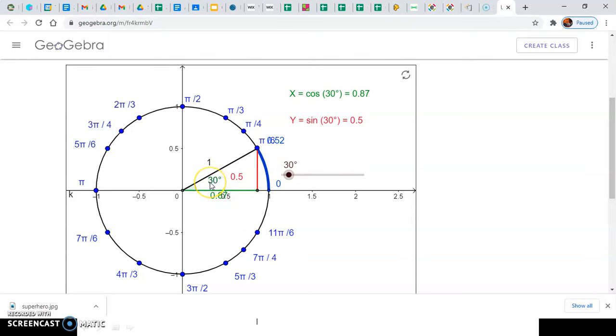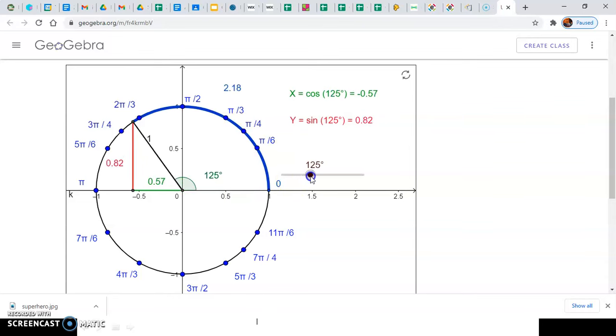When I have an angle of 30 degrees, notice we have an x value here and a y value here, and here are the two values. Notice both are positive because we are in quadrant 1 where x values and y values are both positive. Now I'm going to drag this, make it a bigger angle. So now I made it 130 degrees, you can see. So now I'm in quadrant 2. Notice now the x is negative and the y is still positive, and we can see that here. Cosine is a negative answer, sine is a positive answer.